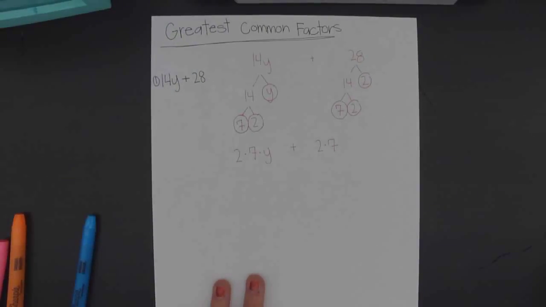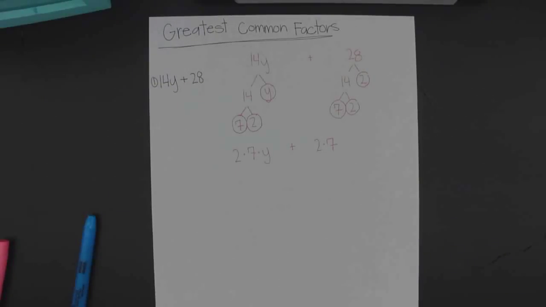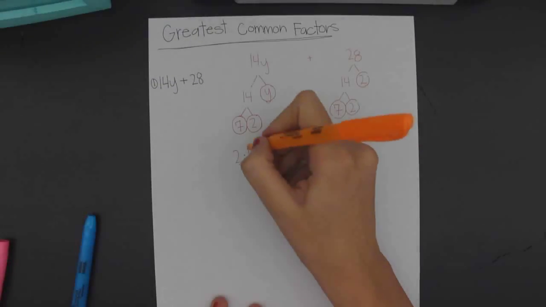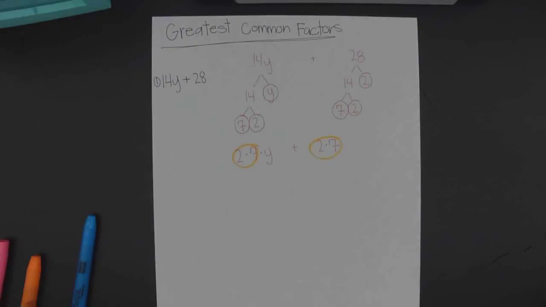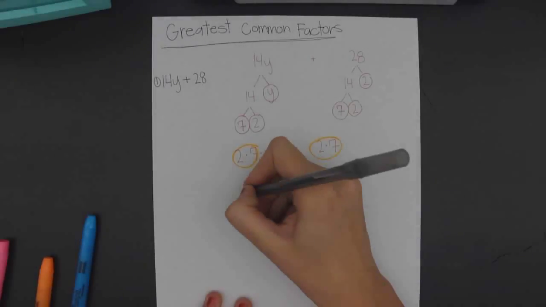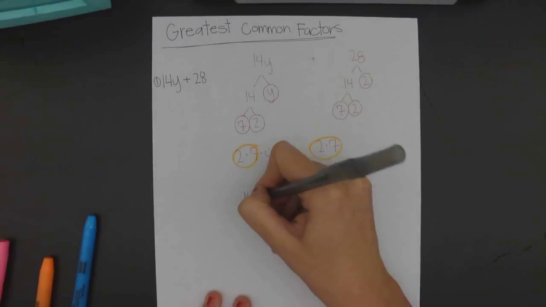I just rewrote it. Now I want to grab what they have in common and pull it out. So I see a 2 and a 7 on both sides, so I'm going to pull out 2 times 7. Alright, so now for my final answer, 2 times 7 is 14. 14 comes outside of the parentheses. I pull out that number.